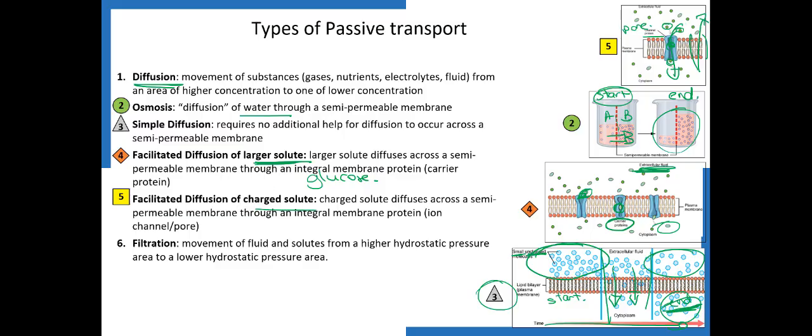The third type of passive movement is called filtration, where you have movement of fluid and solutes from a higher hydrostatic pressure to an area of lower hydrostatic pressure. This occurs in the kidneys. The first function of the kidney is filtration, where water and solutes move from an area of high water pressure to an area of lower water pressure. All right, so these are the types of passive transport. We're going to go next and look at active transport.